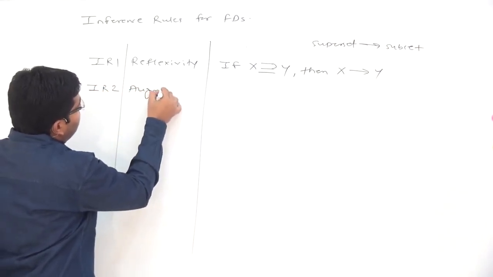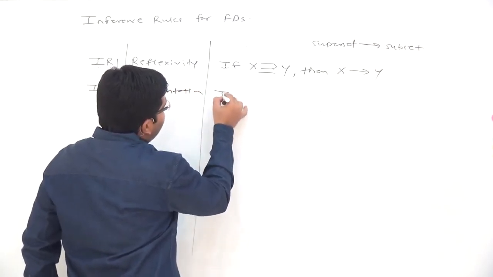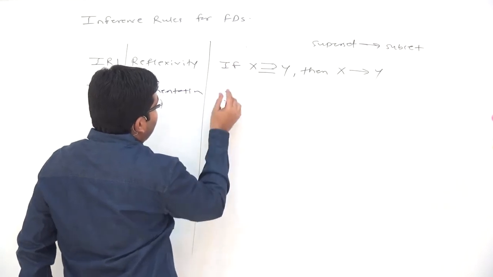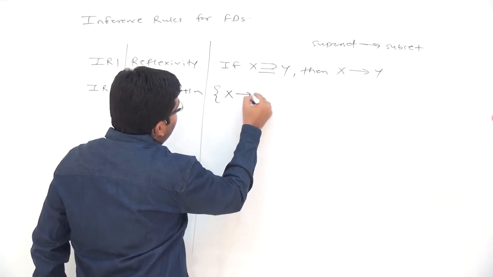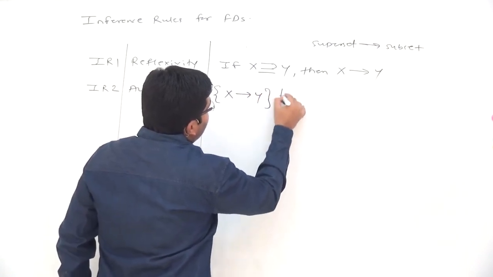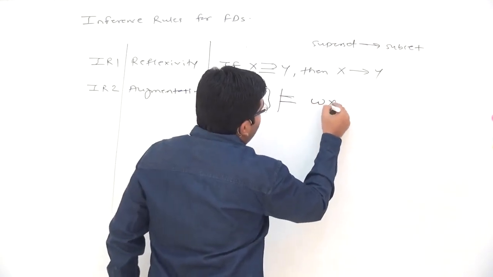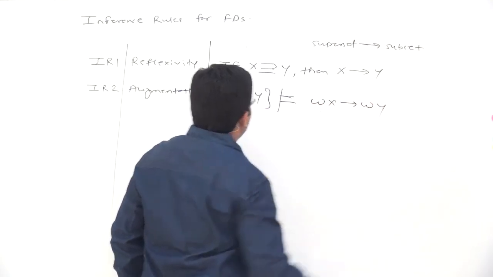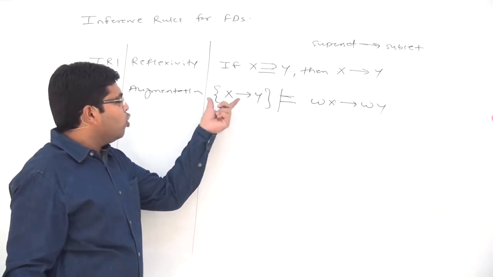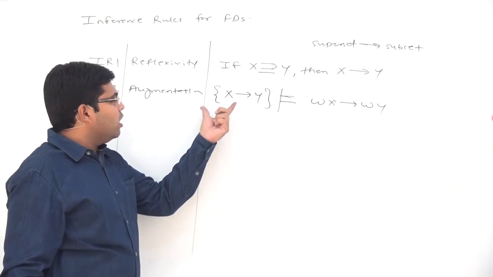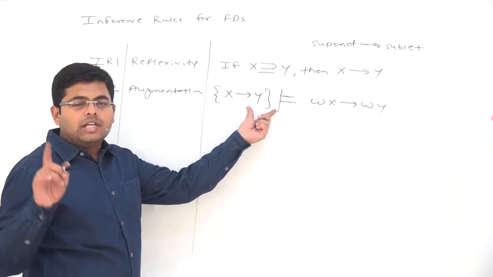The second rule was augmentation. I will write it down in some other format now. Given the fact that X gives Y, you can infer from this FD that WX gives WY. You are augmenting both the sides with W. Augmentation of only the left-hand side is invalid.